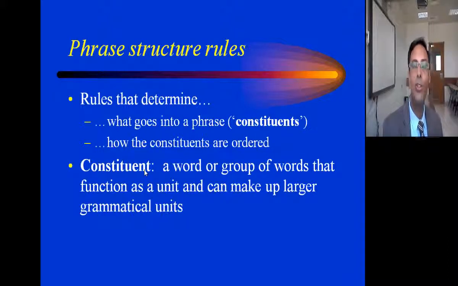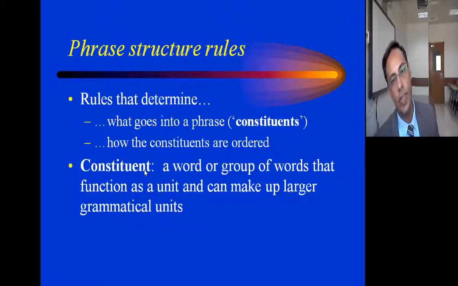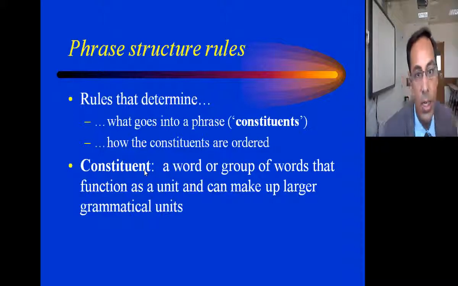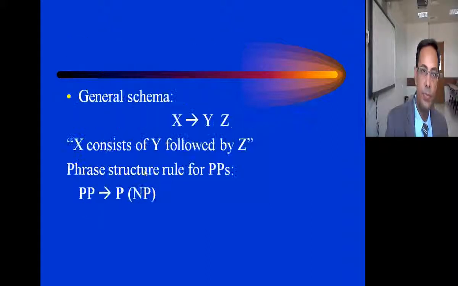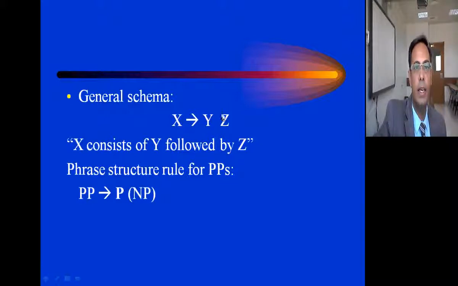Or it is called a constituent, and how the constituents are ordered. What is a constituent? A word or a group of words that function as a unit and can make up larger grammatical units. This is the general schema. Here you see X, Y, Z. Rewrite X as Y followed by Z. X consists of Y followed by Z.